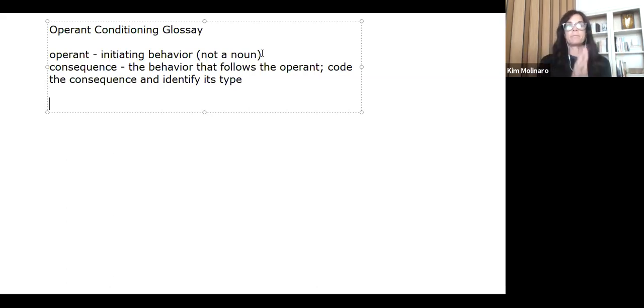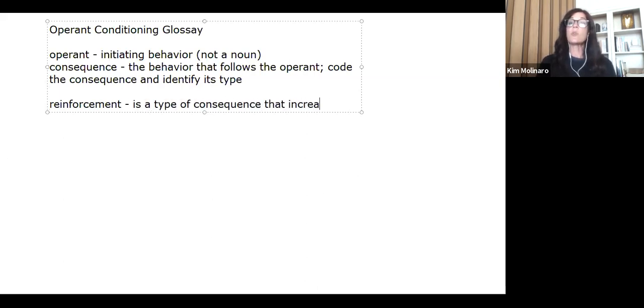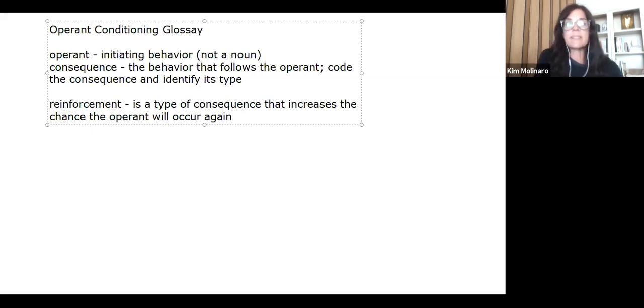If you study really hard and you get an A on a paper, studying really hard is the operant, and getting the A on the paper, in essence, would be the consequence. Reinforcement is a type of consequence that increases the chance the operant will occur again. In other words, it's something that strengthens the chance that the operant will occur again.